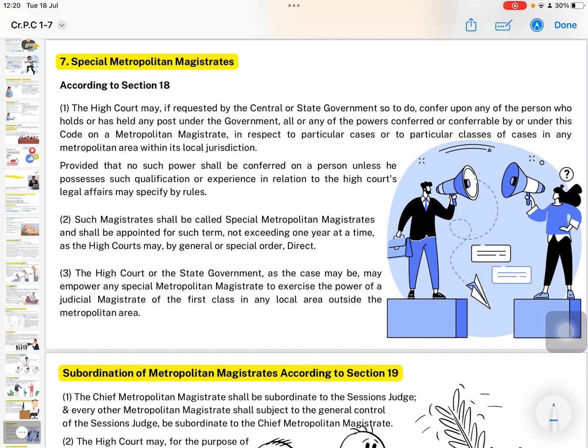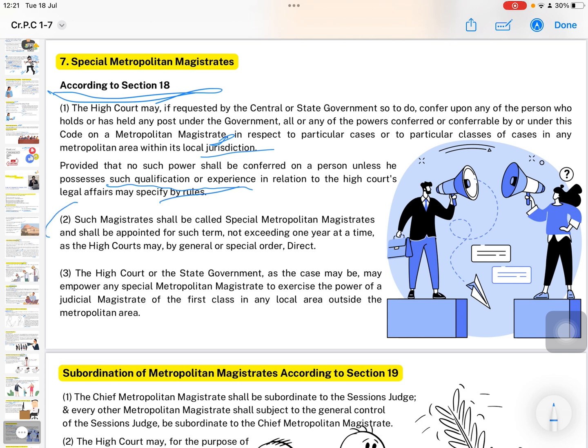Special Metropolitan Magistrate. According to Section 18, the High Court may, if requested by the central or state government so to do, confer upon any person who holds or has held any post under the government all or any of the powers conferred or conferable by or under this Code on a metropolitan magistrate in respect to particular cases or to particular classes of cases in any metropolitan area within its local jurisdiction, provided that no such power shall be conferred on a person unless he possesses such qualification or experience in relation to legal affairs as the High Court may specify by rules.